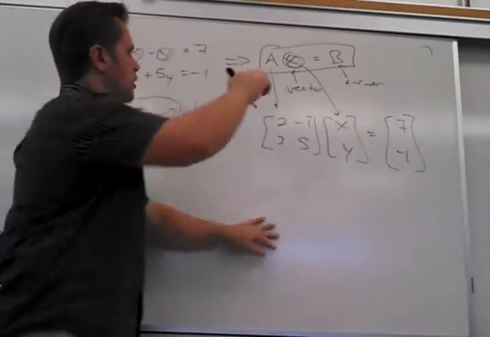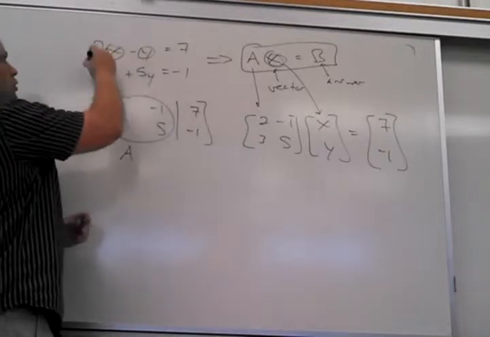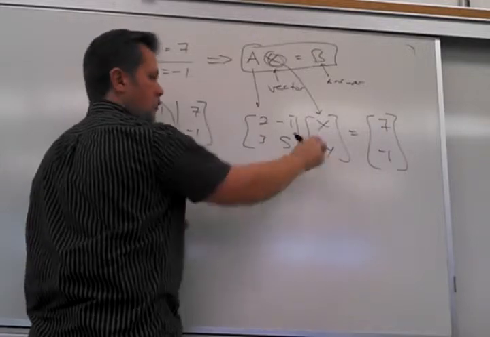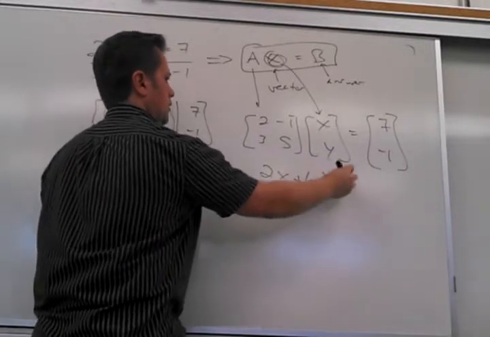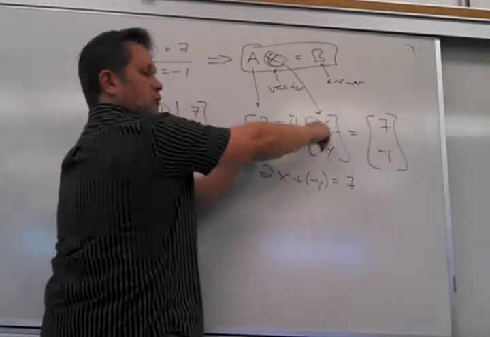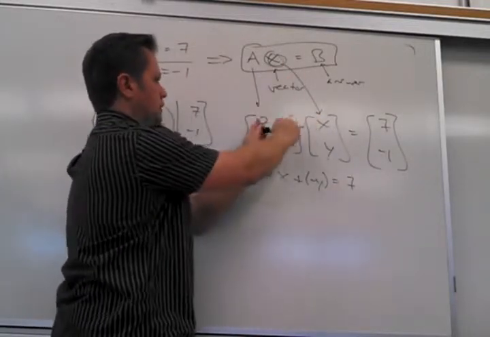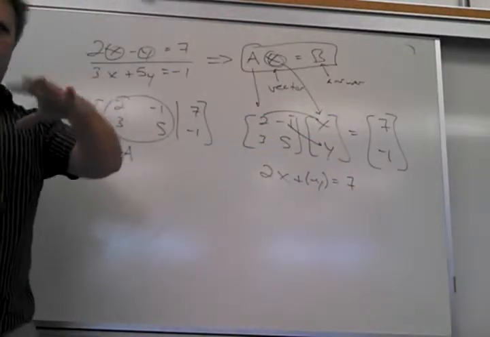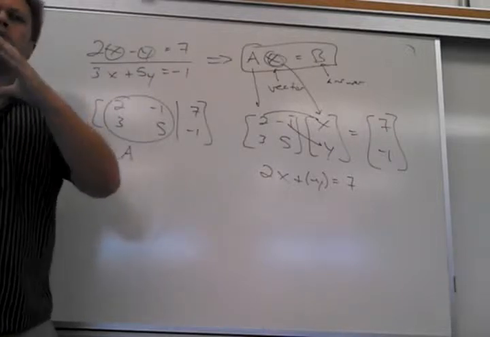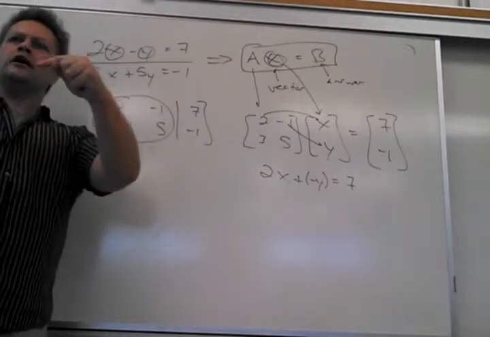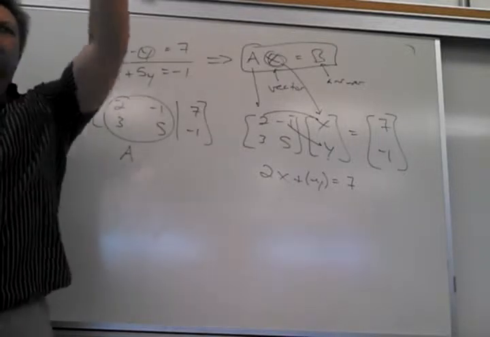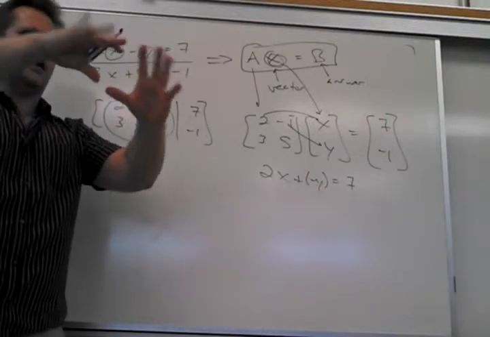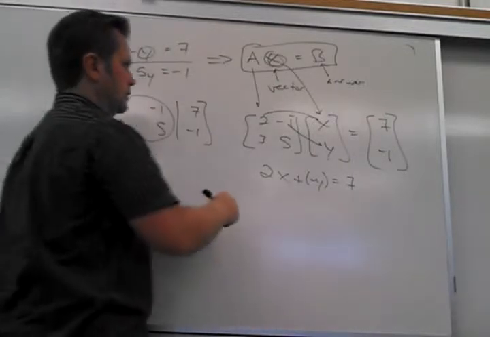Alright, so how would multiplication have to be defined so that I end up getting 2x minus y equals 7? 2x plus -y equals 7. So look how multiplication has to be defined if I want this to work. 2 times x, -1 times y. So it's a weird kind of distribution sort of multiplication. So when I multiply two matrices, I multiply the first guy's row by the second guy's column.